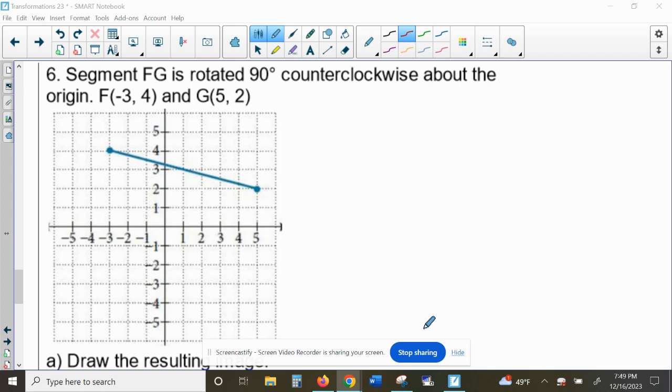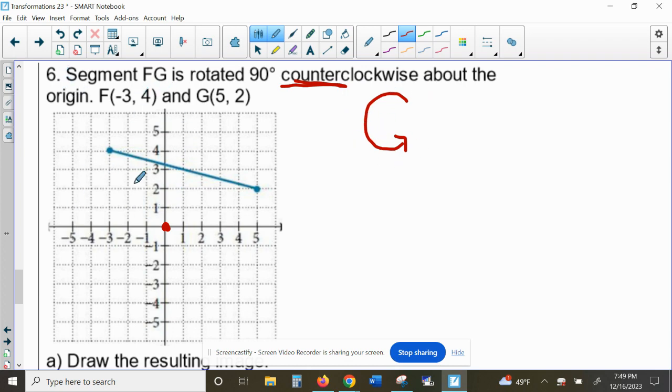For number 6, we have a segment FG that's rotated 90 degrees counterclockwise about the origin. So we are at the origin, holding it here and spinning it counterclockwise. Remember, think about a clock. Counterclockwise is the way the clock does not go, so if you're thinking about a clock, you have to go backwards. We're going in that direction, counterclockwise about the origin.